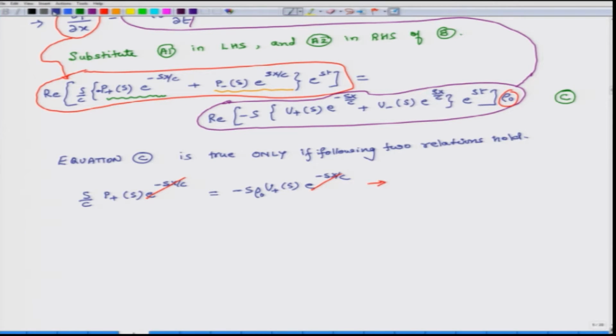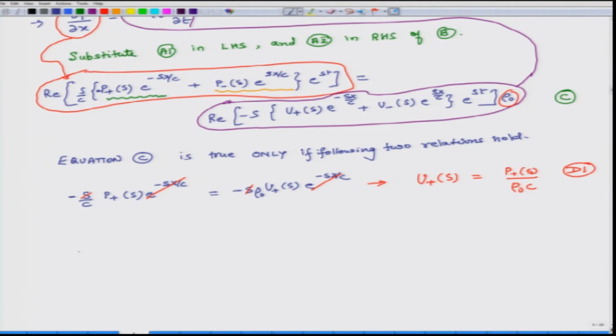So, what we get is eventually u plus of S is equal to, so S also cancels out, and what else? And there is a negative sign I missed here. So, these negative signs also go away. So, u plus of S is equal to P plus of S divided by rho naught C. So, this is D1.